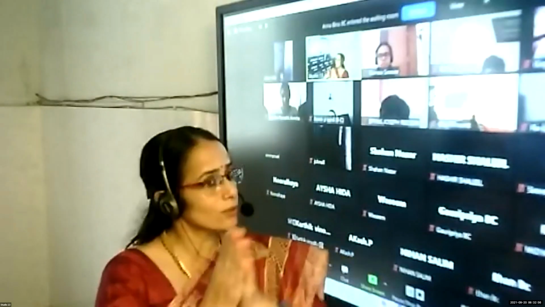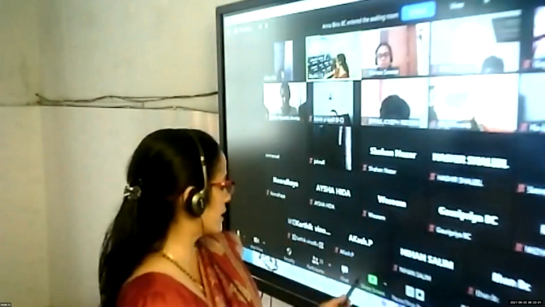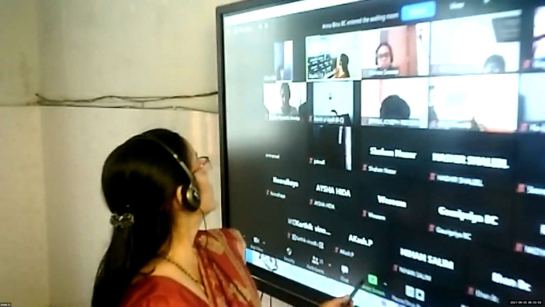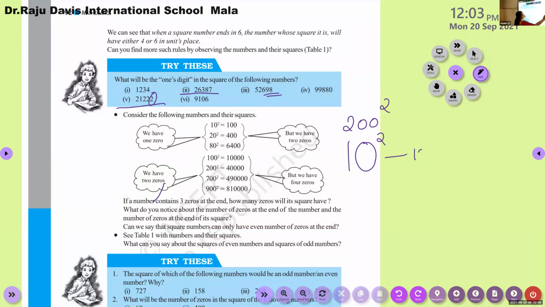So how many zeros in 100, Albin? 2. Good. 10 square is 100, 2 zeros. In 10, 1 zero. So in 100, 2 zeros. Double of that. 1 plus 1 equal to 2. If there is only 1 zero, on its square there will be 2 zeros.